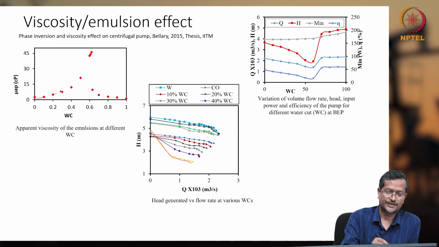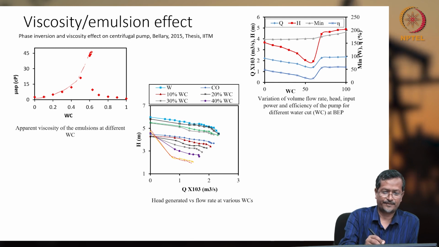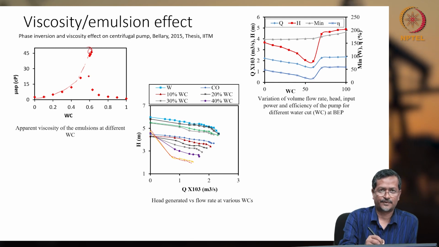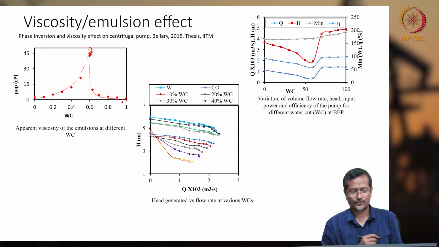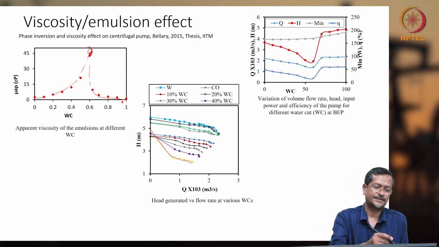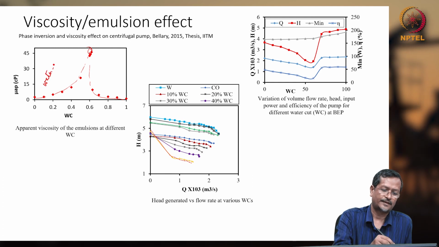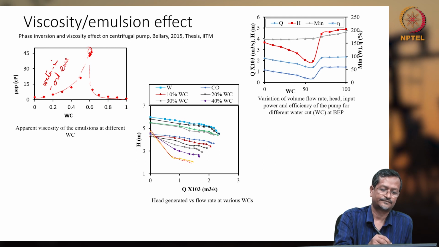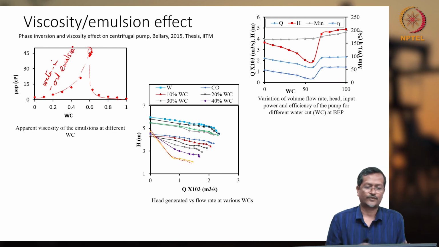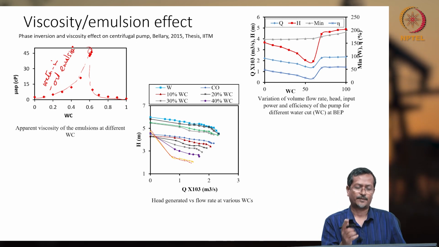viscosity will increase. After around 60-70%, viscosity will be maximum. Okay, after that, suddenly a viscosity drop will be there. So what is happening? A small amount of water in oil. So this side is water in oil emulsion. Okay, now small amount of water, big amount of oil. So this is water in oil emulsion.